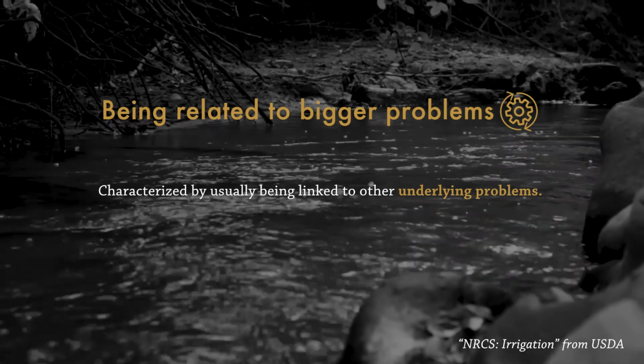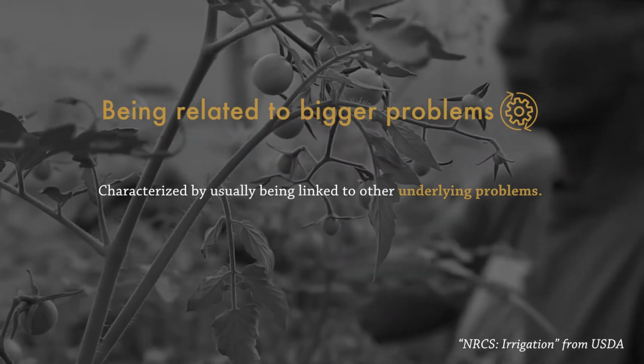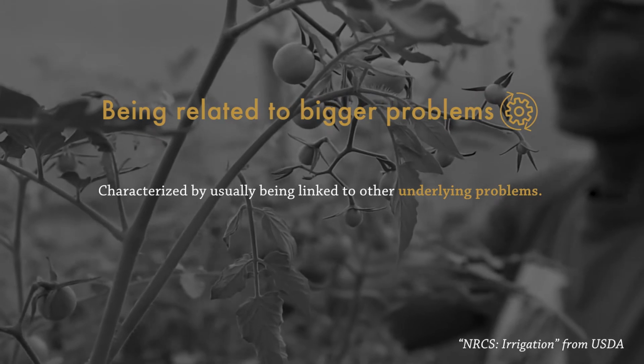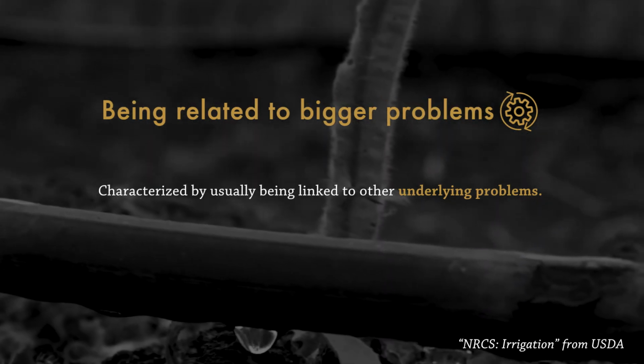And what is underlying climate change is excessive use of fossil fuels regionally and globally. So understanding the problem is like peeling the layers of an onion. There's always more and more beneath each layer.